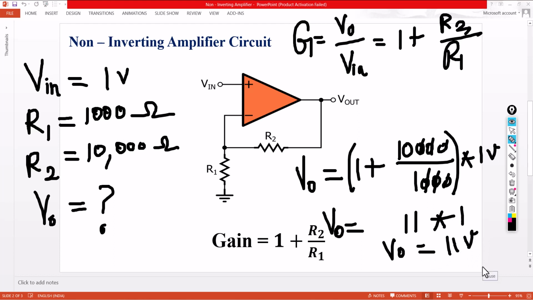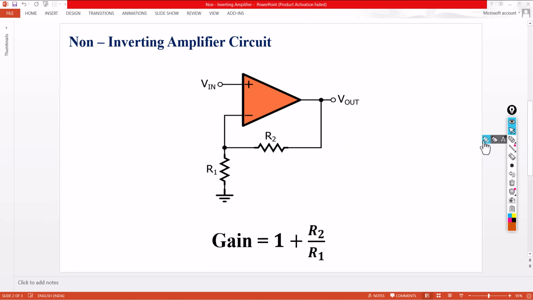So your input voltage is 1 volt and output voltage is 11 volts and your gain value is, in this case, 11. This is the way the non-inverting amplifier is working. Now I am going to simulate the same with the help of Matlab. I am straight away moving on to the Matlab.